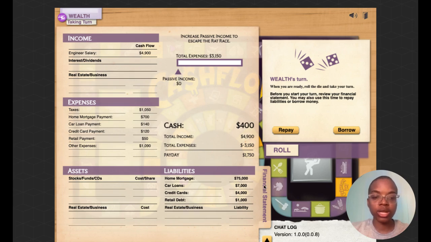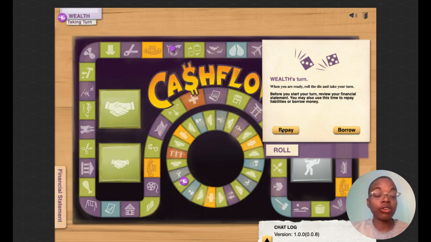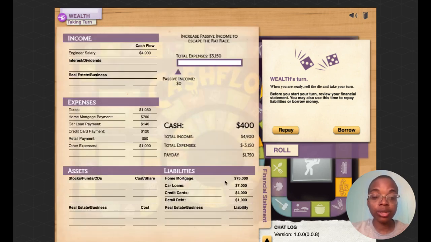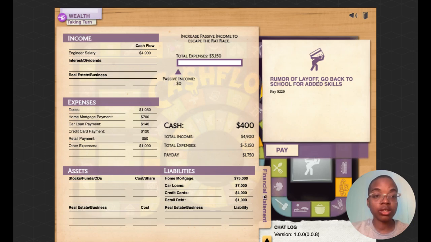And we'll go over this a little bit more as I play along. But for your turn, you can either repay some of these liabilities to bring down my expenses, or I could borrow money if there's a good investment opportunity, which will incur a bit of a liability, but it can also incur some more income as well. So I'm going to go ahead and roll, start us off.